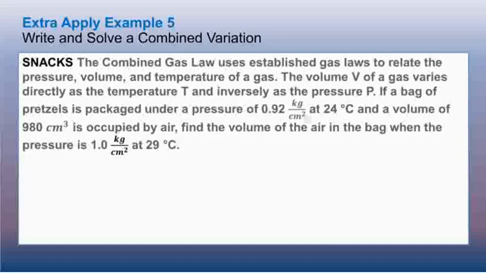And the last one, it says the combined gas law uses established gas laws to relate the pressure, volume, and temperature of gas. The volume V of gas varies directly as the temperature T and inversely as the pressure P. If a bag of pretzels is packaged under a pressure of 0.92 kilograms per cubic centimeter at 24 degrees Celsius and a volume of 980 cubic centimeters is occupied by air, find the volume of the air in the bag when the pressure is 1 kilogram per square centimeter at 29 degrees Celsius.